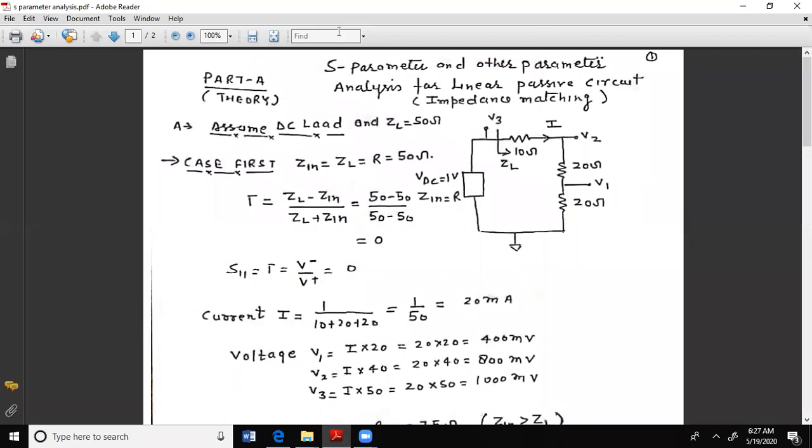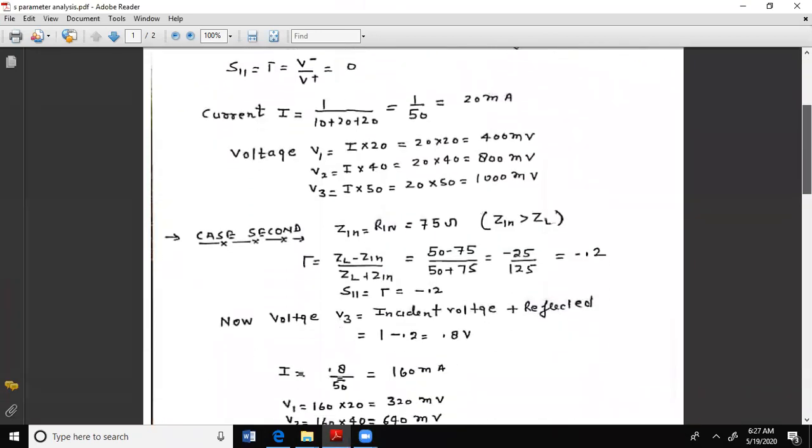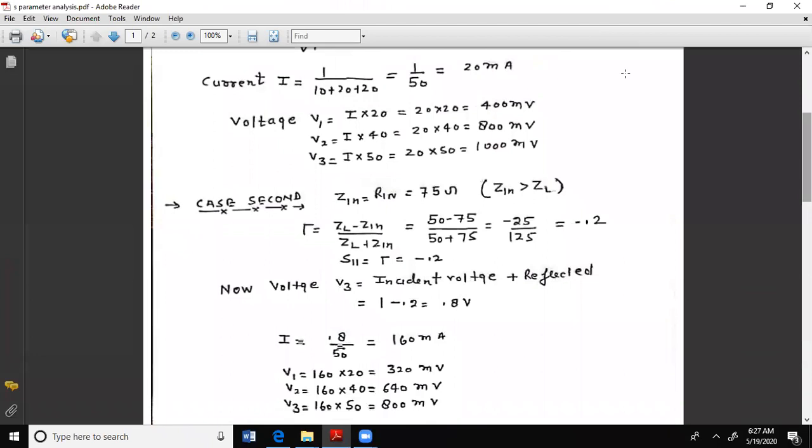V3 is the voltage at this terminal. Here the incident voltage is 1 volt and the reflected voltage is minus 2 volt. So the total voltage at this terminal is equal to the incident voltage plus the reflected voltage. When we calculate the voltage at V3, it will be 0.8 volt.